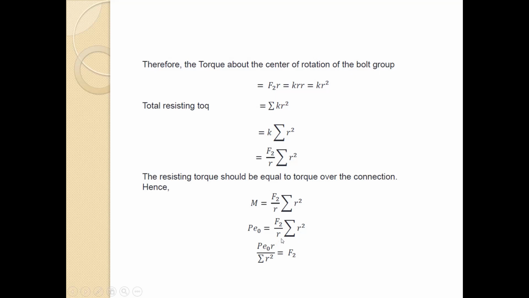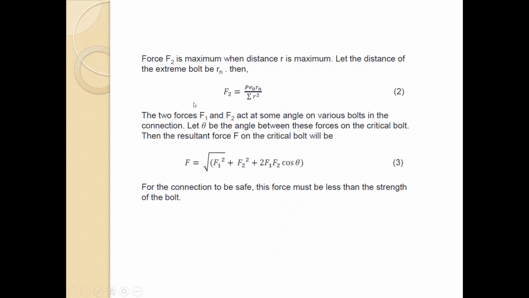So I am taking this R over here: P into E into R divided by summation of R square equals F2. So the force F2 is maximum, as we have seen already, when the R is maximum. So the extreme bolt we are considering as Rn. So F2 equals P into E into Rn divided by summation of R square.